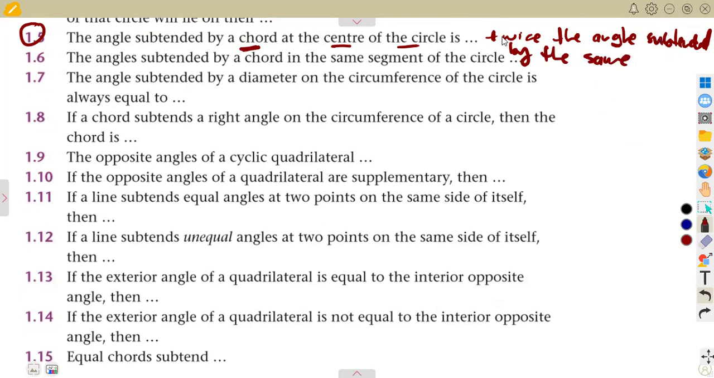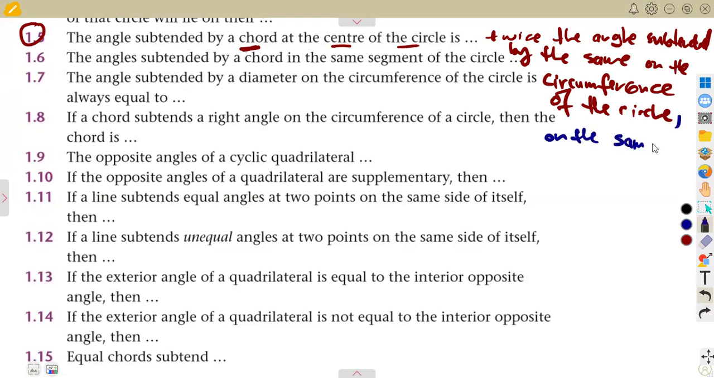And where is it going to be subtended by the same chord? It is going to be subtended on the circumference of the circle, on the same side. So this must be on the same side. The angles subtended by the chord in the same segment of the circle. So this is a repetition. This one is for the center, but this one is not, so let us just remove this.